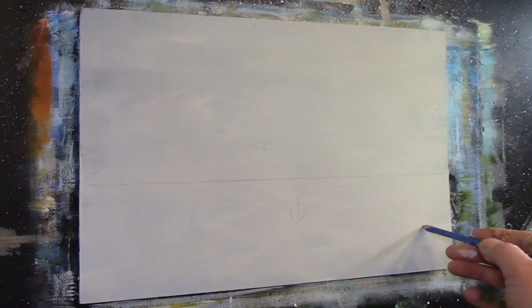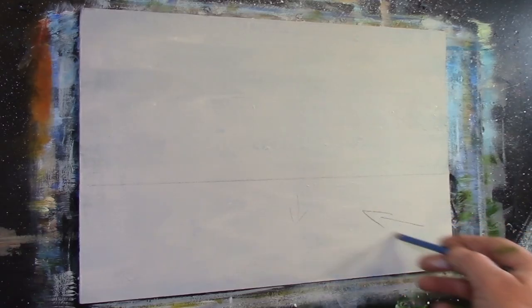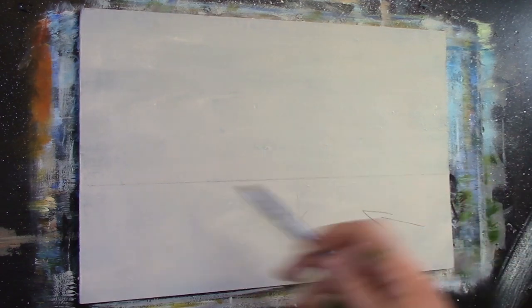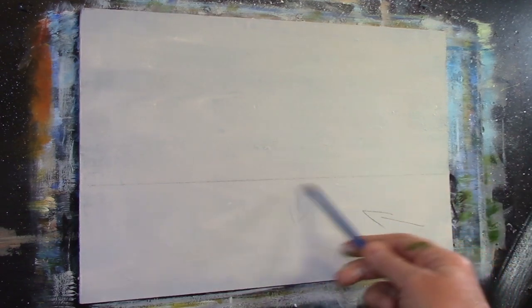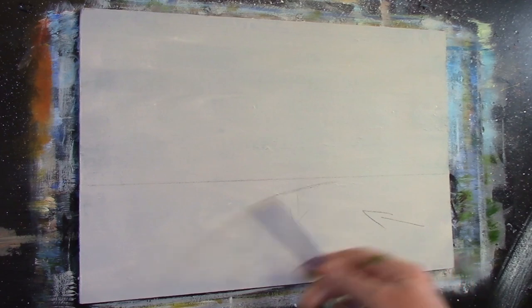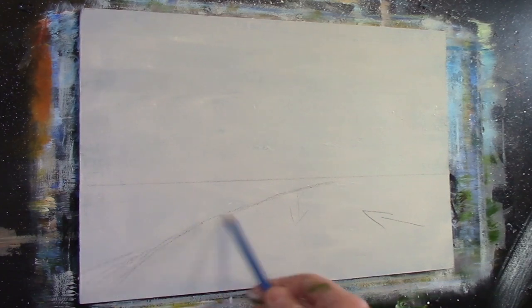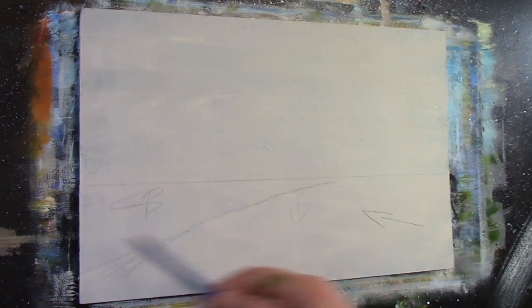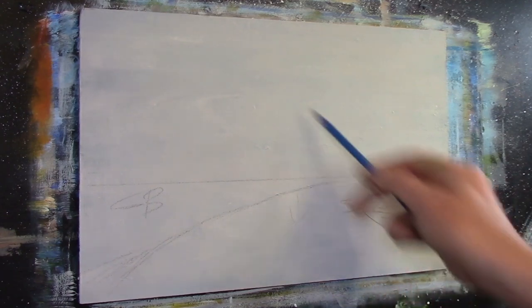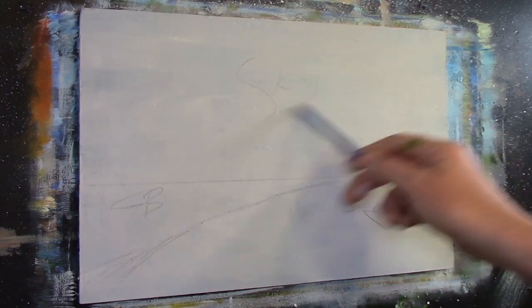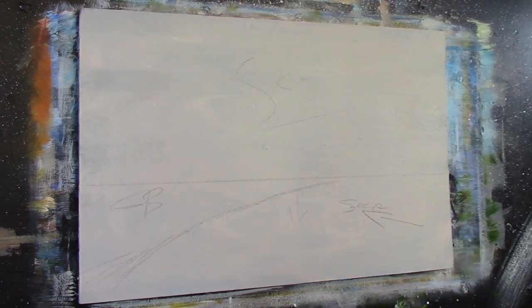But normally we'll put a beach here, and we've got the waves coming in this direction. But what I thought we'd do today is have the waves going in that direction. So on an angle. So that could lead to something like this. The beach could be coming in there, maybe like that. That could be the beach, and this could be the sea, and this all is sky. Well, I think it's worth having a go.